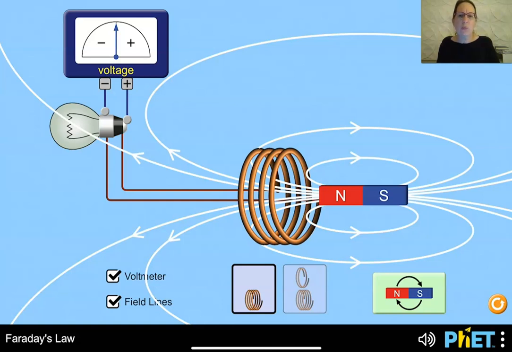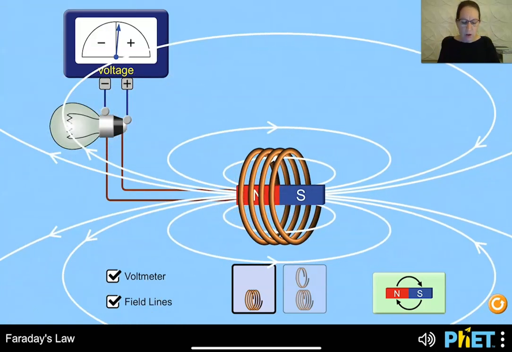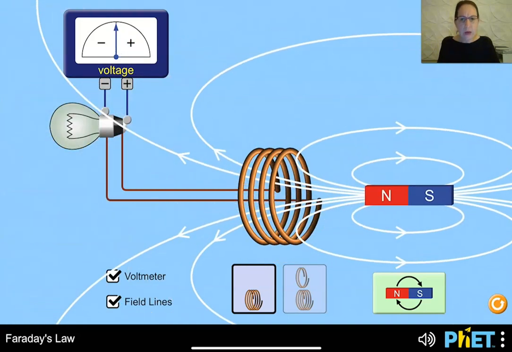As I bring this north pole closer in, then I've got more magnetic field. Of course, when it's just sitting there, the flux is the same, right? So I need to have a moving magnet to change the flux through this coil of wire. If there's a voltage across this coil of wire, then I can have current that makes the light bulb light.